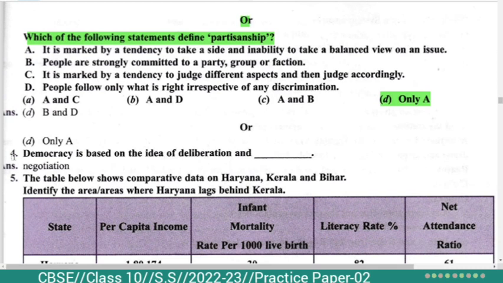Fourth question. Democracy is based on the idea of deliberation and dash. Democracy is based on the idea of deliberation and negotiation.